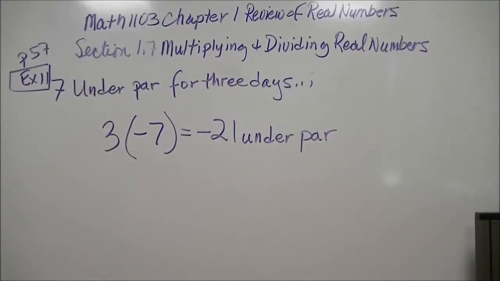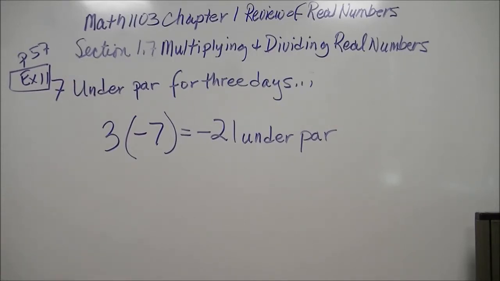For this last example of this section, we're talking about a golfer that for 3 days shot 7 under par. And I'm not going to explain the golf game here, but that means it's a good thing to shoot under par. So how much did he shoot under par for all 3 days? Well, we have to remember that under par is a -7. So that 3 times -7 gives us a -21 under par. Okay?